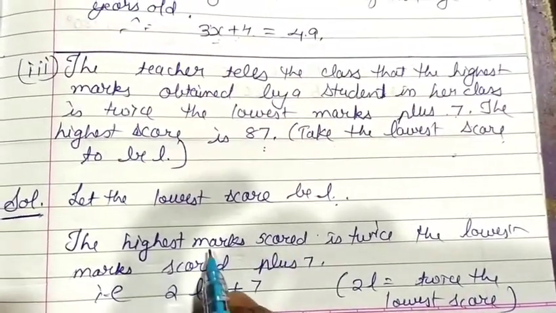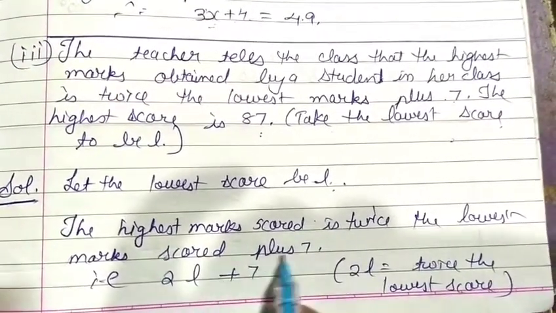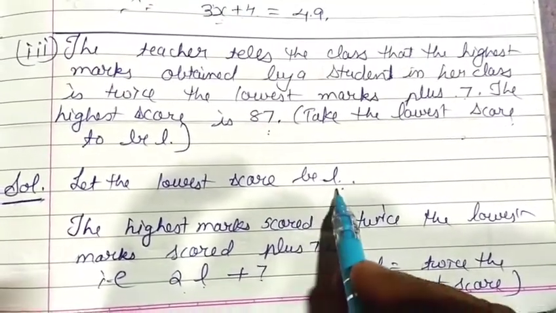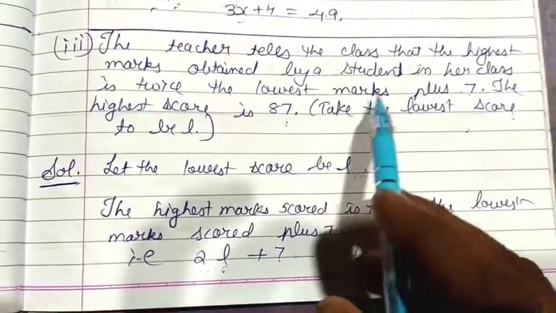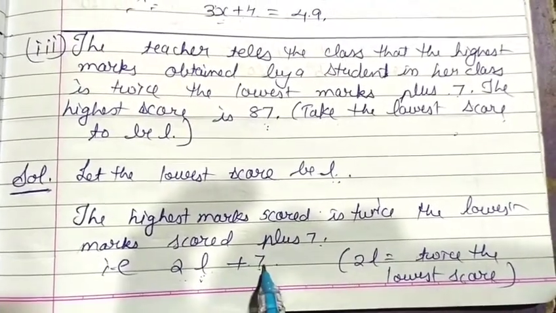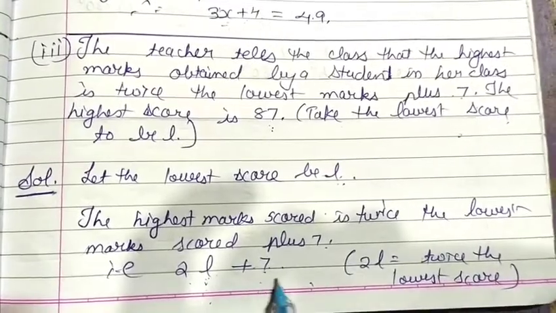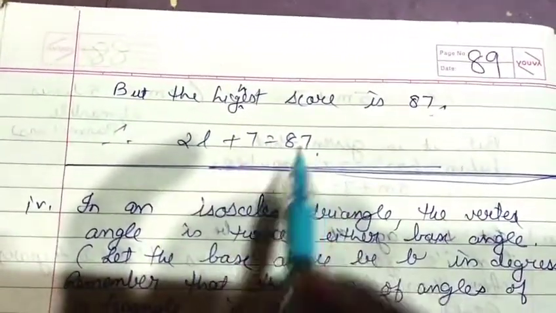Whoever the student got the highest marks, the marks are twice the lowest marks plus 7. So add 7 to twice the lowest mark, that is 12. So 12 plus 7, and the condition also given is that the highest score is 87. So write down 12 plus 7 toward your left hand side and this 87 toward your right hand side. So 12 plus 7 equals 87.